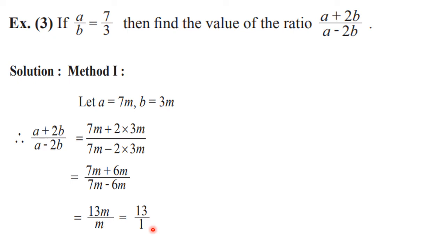Now let's see the second method where we have to use the operations. So once again you go through all the operations and think which operation is used here. Invertendo? No. Alternando? No. Componendo? No. Dividendo? No. You will observe that componendo and dividendo is used here. See, here you have a plus sign in the numerator and a minus sign in the denominator. So the property of componendo dividendo, or the operation of componendo dividendo, is used here.